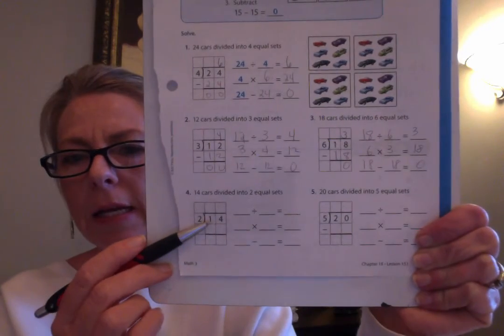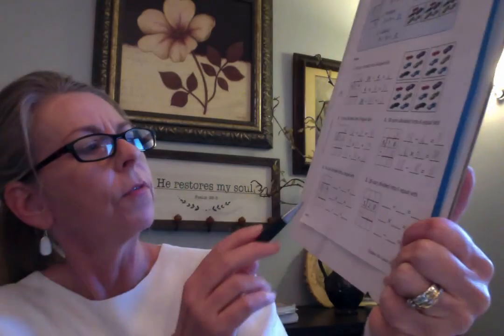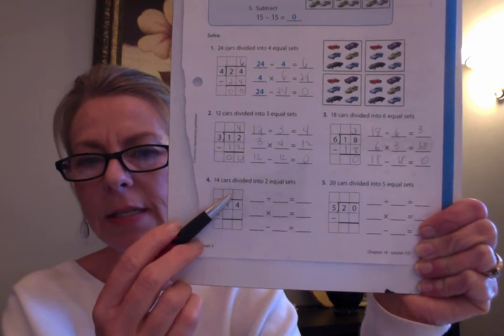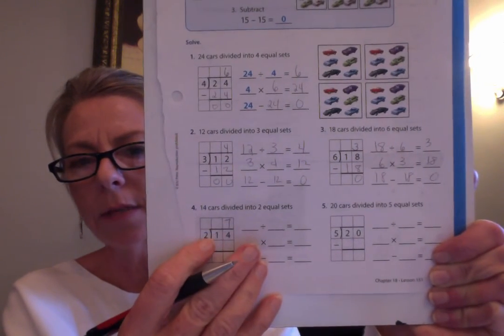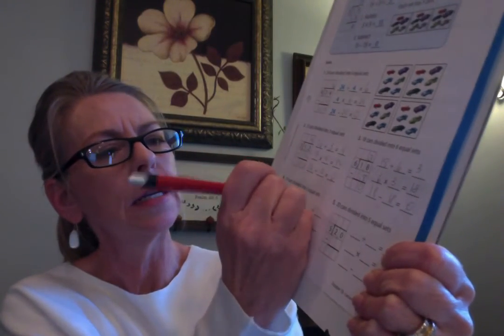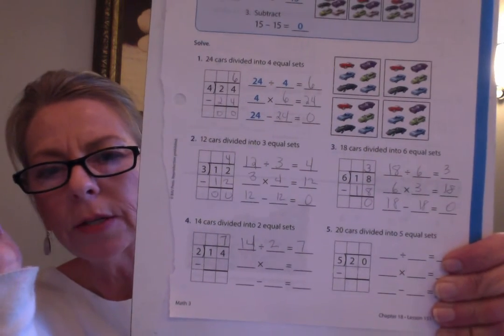Okay, so we start with number 4. It's 14 is our dividend, 2 is our divisor. So we have 14 cars divided into 2 equal sets. So how many will be in each set? 7. Yes, if you didn't know 14 divided by 2, you think 2 times what equals 14. Okay, so Dad just did his job, and that was 14 divided by 2 equals 7. Okay, 14 divided by 2 equals 7.